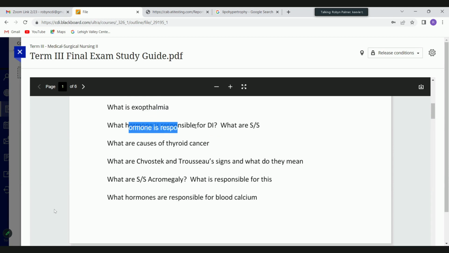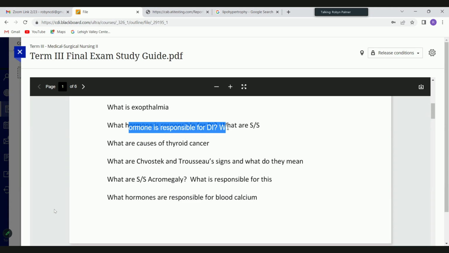What hormone is responsible for diabetes insipidus? Posterior pituitary. Okay, so what hormone is that? ADH. Is it high or low? It's low, right? And DI, dry inside, right?